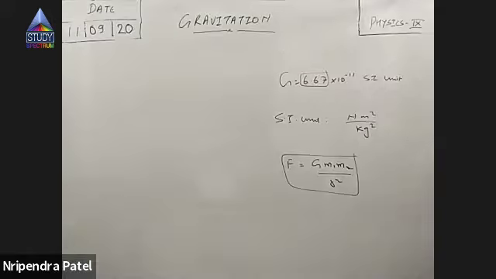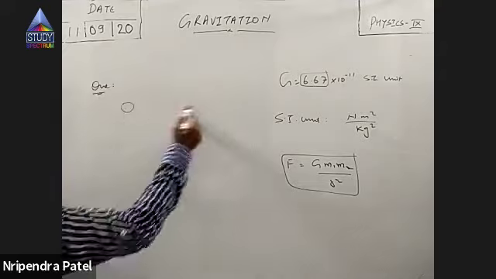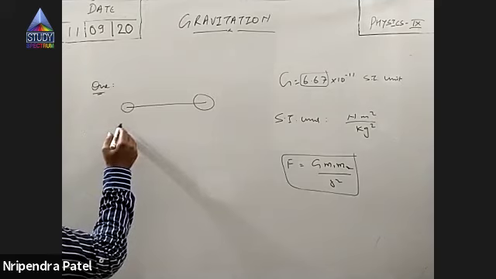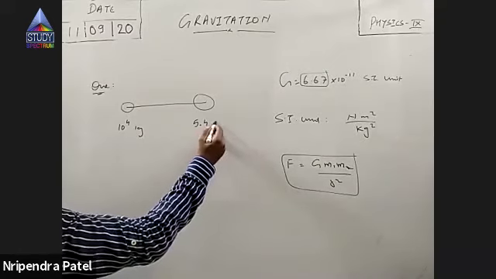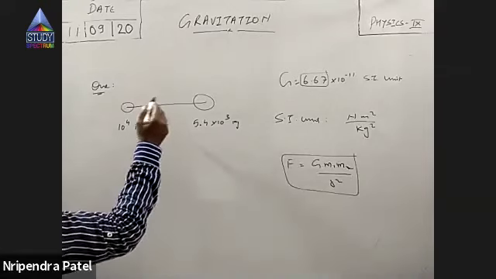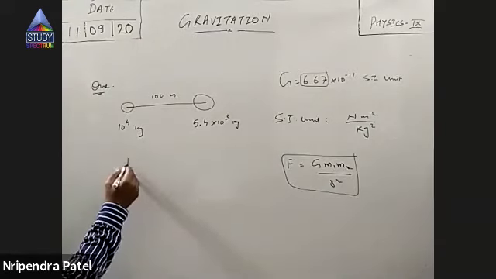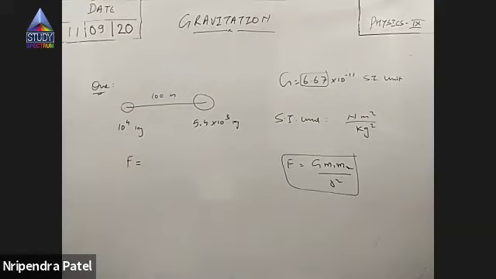So let me start with a numerical. Then we'll take some good examples in the next class. Suppose there are two masses. One is of 10 raised to 4 kg, the other is 5.4 into 10 raised to 3 kg. They're separated by a distance of 100 meter. Calculate the gravitational force of attraction acting between the two objects.